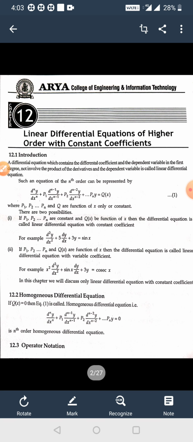If we illustrate with one example, we take a differential equation given by d^n y upon dx^n plus p1 d^(n-1) y upon dx^(n-1) plus p2 d^(n-2) y upon dx^(n-2) plus ... plus pn y equals q(x). Here p1, p2, pn and q are functions of x or constants. If the values of p1, p2, pn and q are constant, then it is known as a higher order differential equation with constant coefficients.